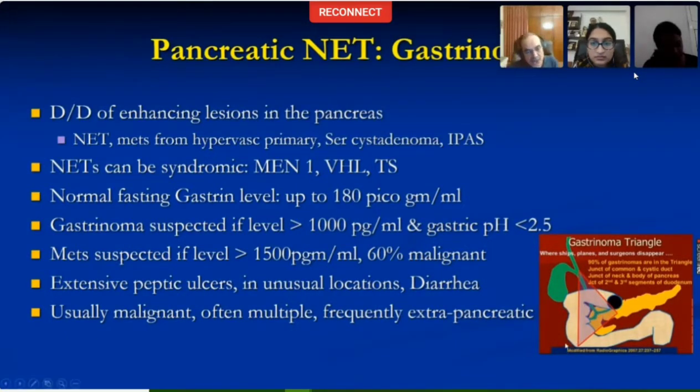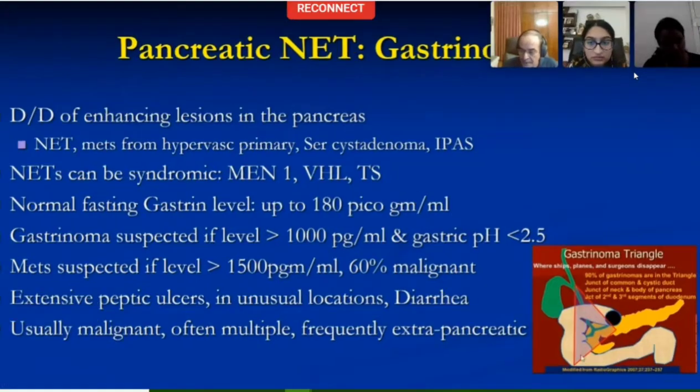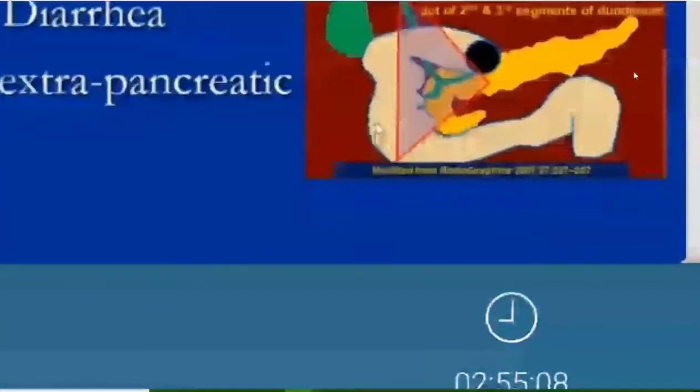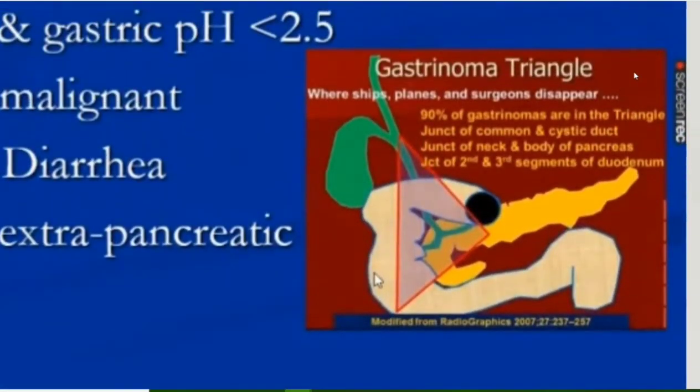We know that gastrinomas can be very frequently located outside the pancreas. They can be located in the pancreas, usually within the head, to lie within the gastrinoma triangle. Of course, rarely they can occur in the body and tail also. Very often gastrinomas can occur in the duodenal wall. Okay, the duodenal gastrinomas tend to be smaller than the pancreatic gastrinomas.